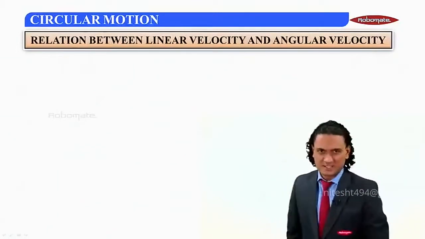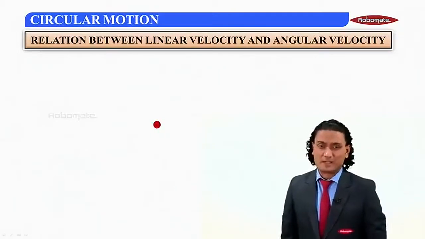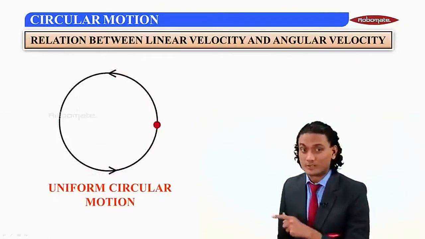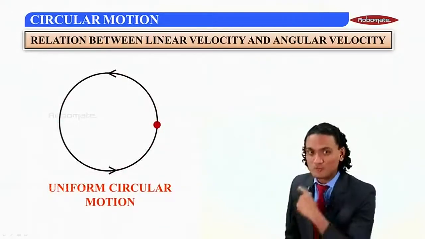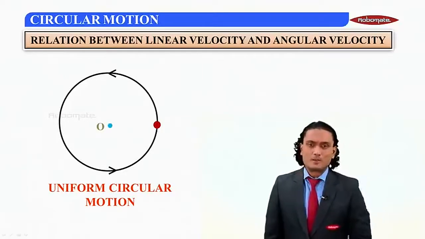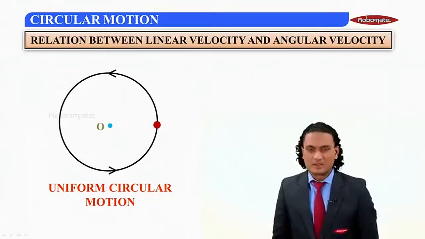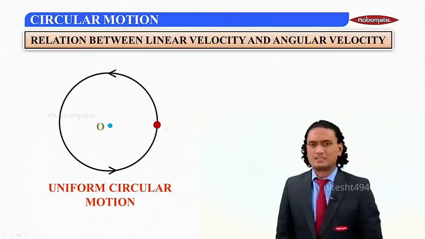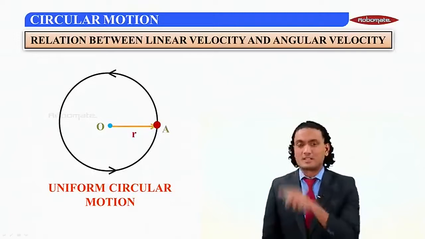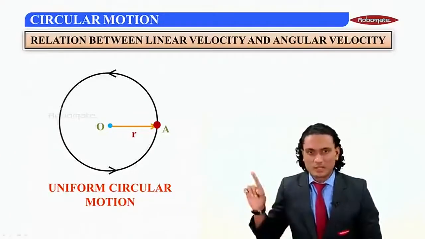For this, I am going to consider a very small particle. This particle is performing a uniform circular motion. Now let point O be the center of the circular path traced by this particle. Now let us say this particle is at position A. So immediately I can draw a radius vector R from the center to the position of the particle. Yes or no? I can draw a radius vector.